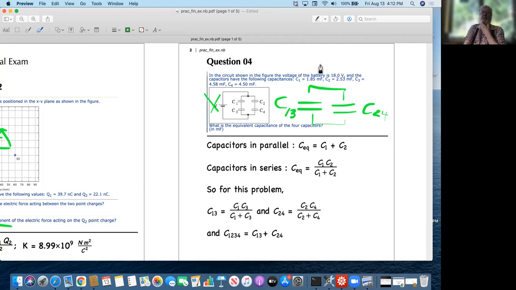Because any current coming in here will split apart. Part of it will go into C13, part of it will go into C24. It's not going into C13 and then into C24. It's going parallel into the two sections. So C1234 will be C13 plus C24, capacitors in parallel.